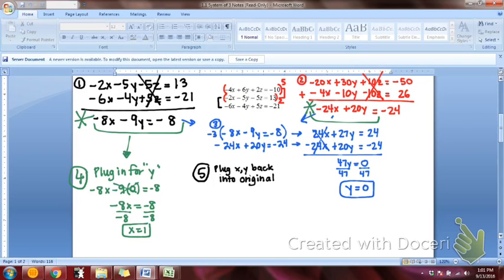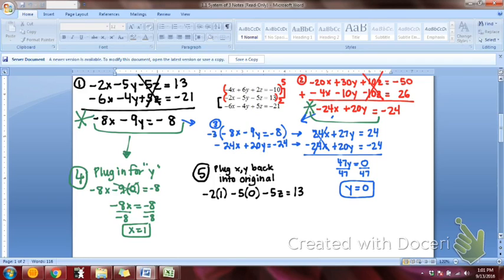Now, does it matter which of the three to plug it back into, do you think? No, it doesn't. Which one do you want to use, Tish? The second one. Oh, you chose the one with all negatives? Wow. You're brave. Okay, we're going to plug it back in. In the future, I would choose one that doesn't have very many negatives because then you're less likely to make the mistake. But we're going to go with Tish's brave step. Negative 2 times my x value, which is 1, minus 5 times my y value, which is 0, minus 5z equals 13.